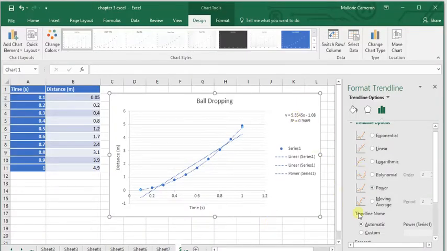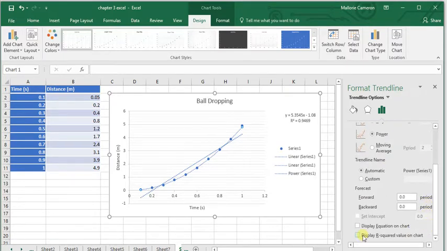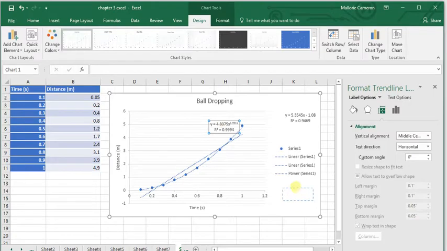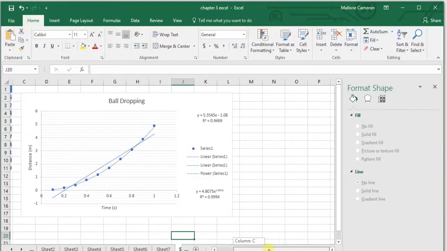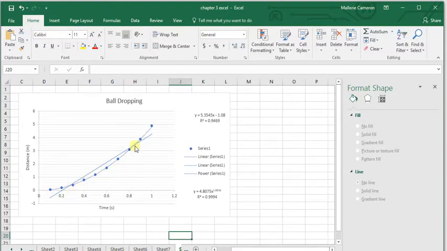So for our power, we're going to display the equation and display the R squared. We're going to put it right down here. So is this a better fit? I'm looking at this. It pretty much hits every single point, and it's veering up so that it goes with the flow of data. So I'm going to say the power regression is a better fit.